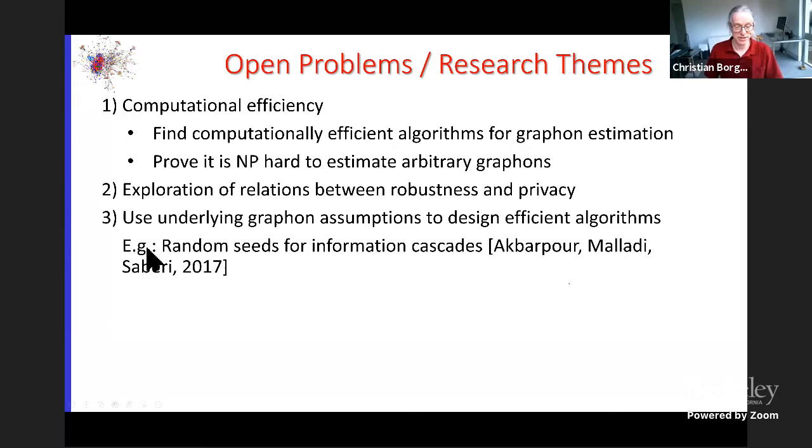So this is work out of Stanford. I don't think it's published yet, but it involves economists, so expect it to be published in 5 to 10 years. So with that, I will hand it over to Anko.